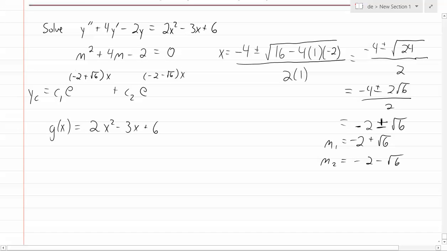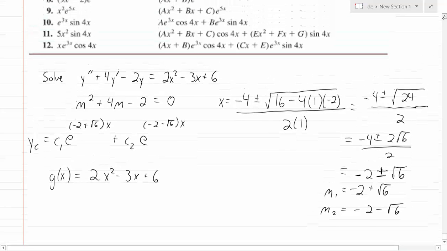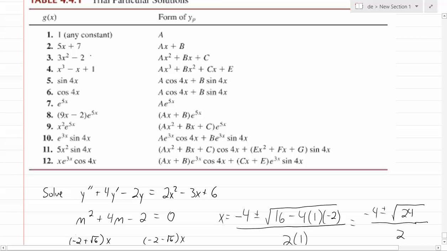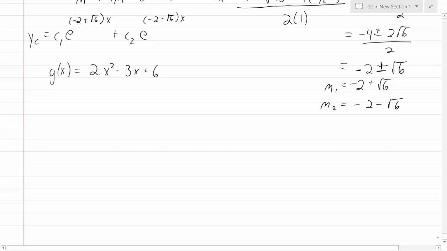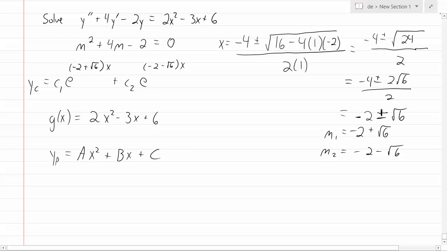So one thing we can do is look at that table and see what we do for a quadratic. For a quadratic, y sub p is going to be ax squared plus bx plus c. Now we are going to see how many derivatives we have in our differential equation. We have the first derivative and we have the second derivative.